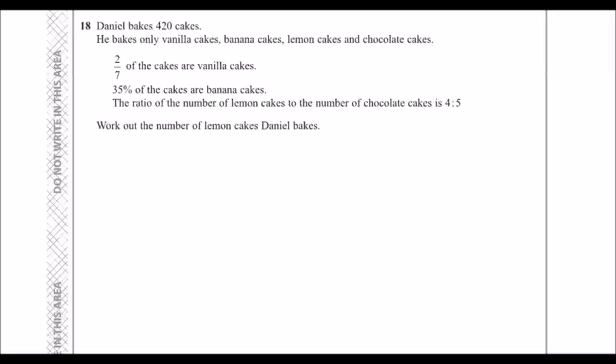Okay, question 18. Daniel bakes 420 cakes. He bakes vanilla cakes, banana cakes, lemon cakes, and chocolate cakes. 2/7 of the cakes are vanilla cakes. 35% of the cakes are banana cakes. And the ratio of lemon cakes to chocolate cakes is 4 to 5. Work out how many lemon cakes he bakes. So we're going to work out how many vanilla cakes there are, how many banana cakes there are, take them off, and then we'll do the ratio.